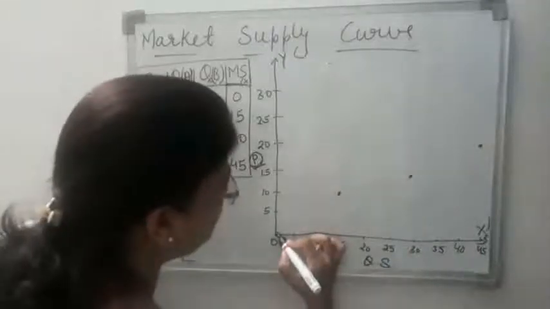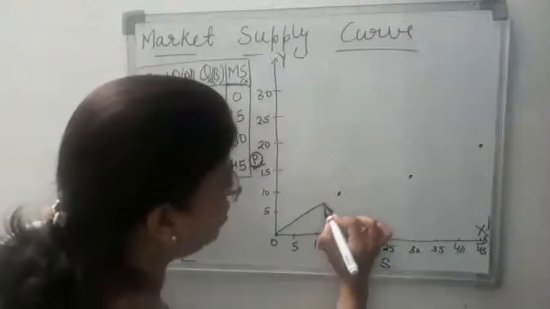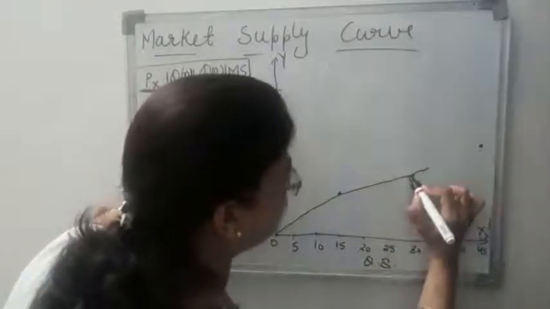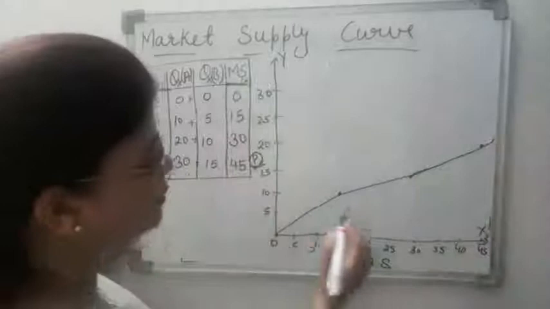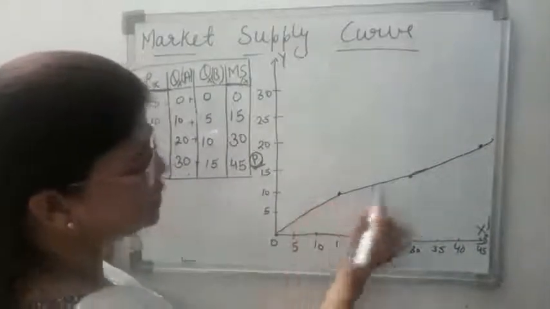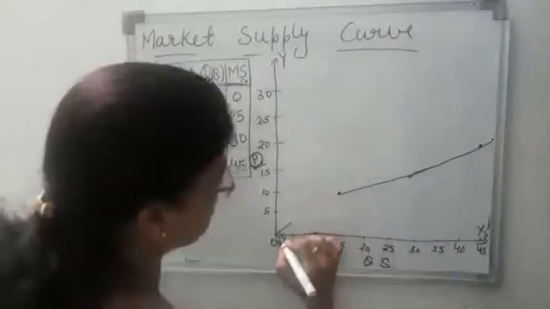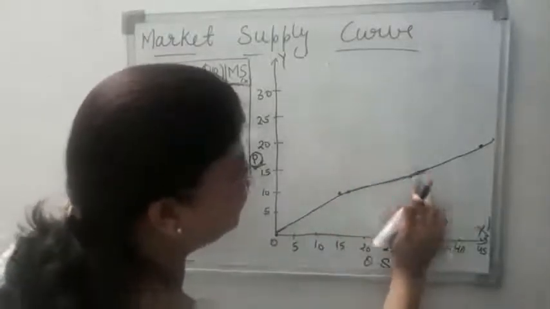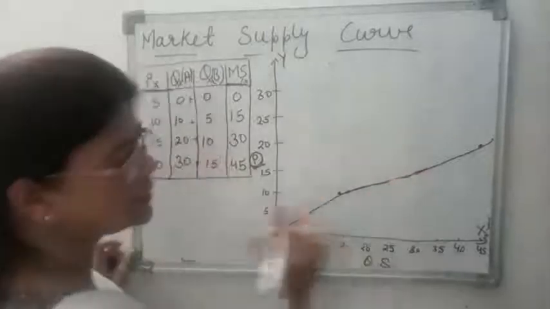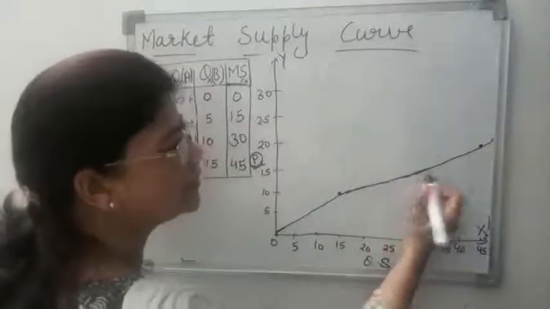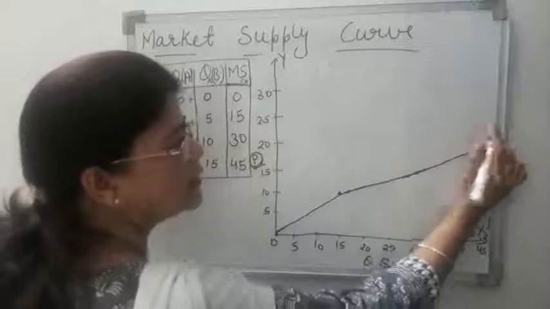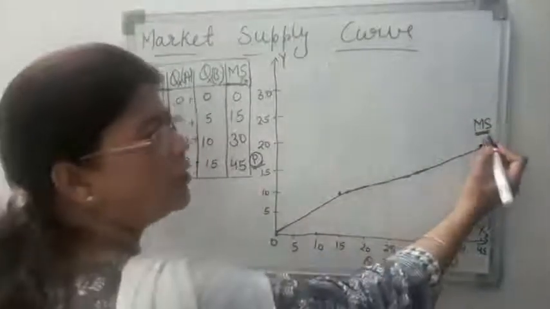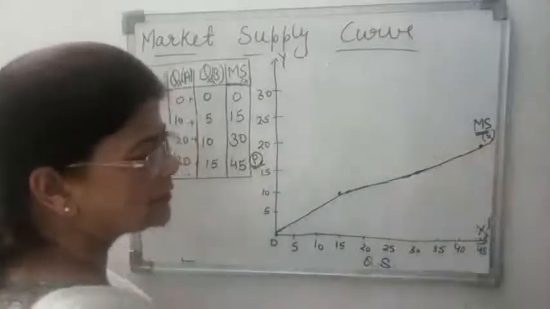So here when we join all the points, we will get a curve which is a straight line curve. When we draw it by using a scale, we get a straight line curve, and this is the market supply curve, MS, market supply curve for commodity X.